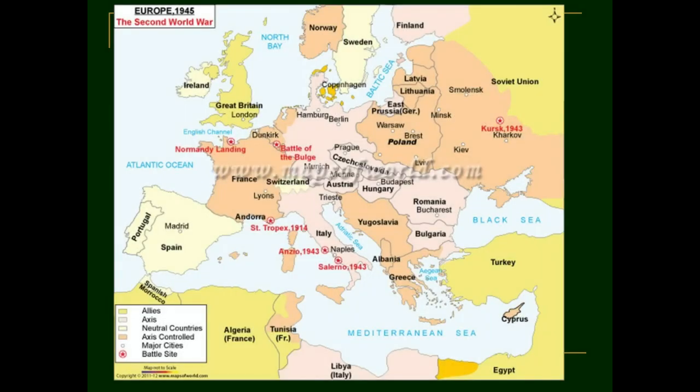Again, this sort of gives you an idea of where some of these battles were taking place. And we're going to talk about some of them, especially the Battle of the Bulge and D-Day, right here in Normandy in France, and the Battle of the Bulge right here in Belgium. We're going to discuss those in just a few minutes, but we're going to keep moving.